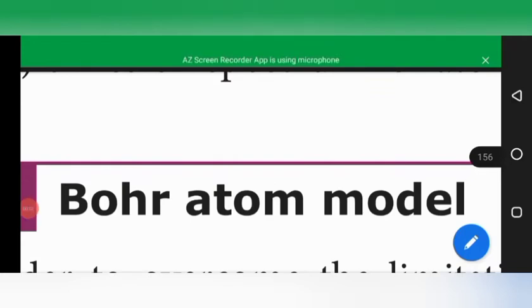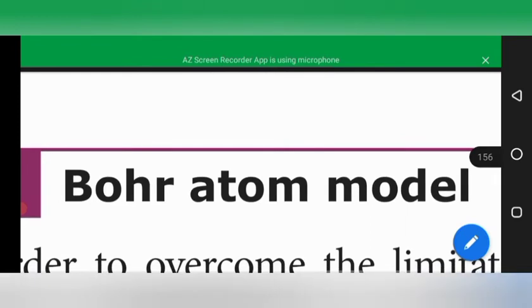Good morning to all. In today's class, we are going to discuss the Bohr model. In this Bohr model, he explains the stability of the atom and also explains the line spectrum that can be observed for a hydrogen atom. He also explains what the advantages of this Bohr model are.